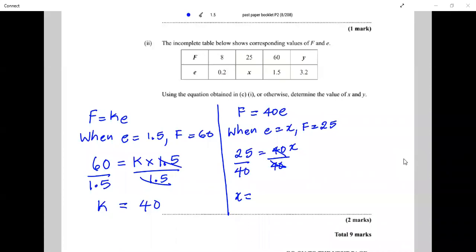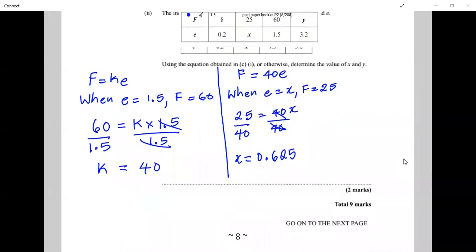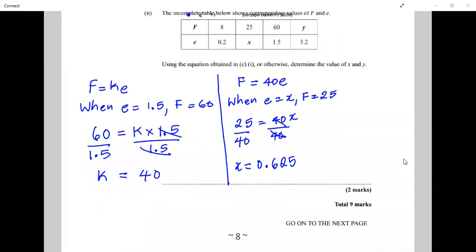All right, since everything is in decimal, let's write the answer as a decimal. So X is equal to 0.625.